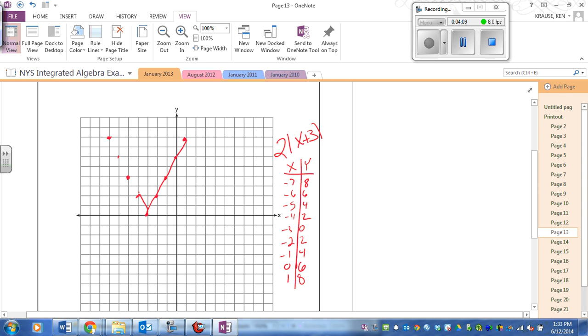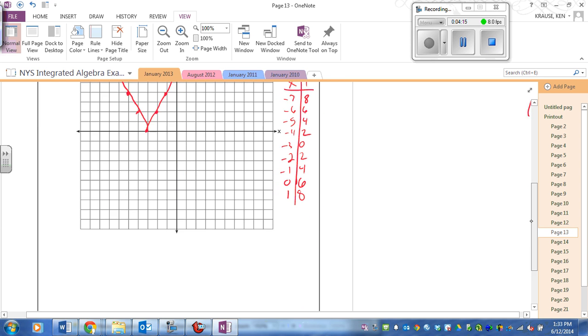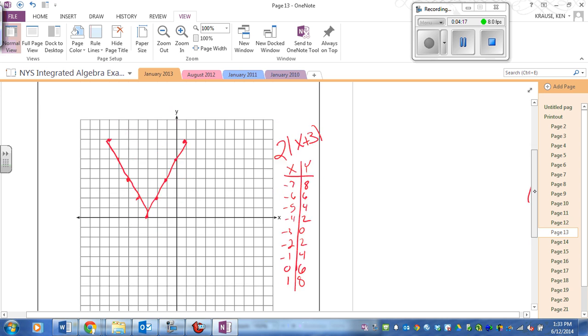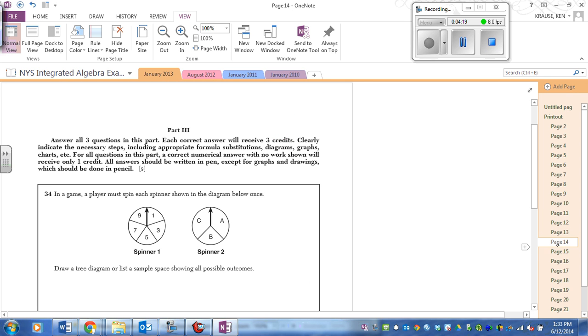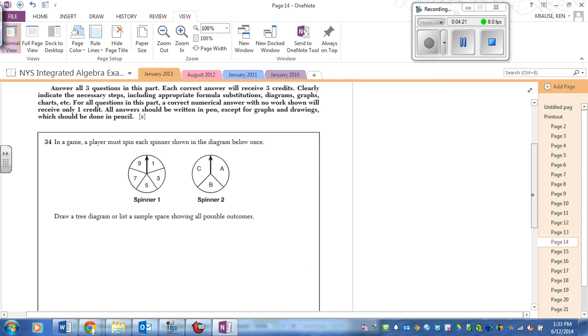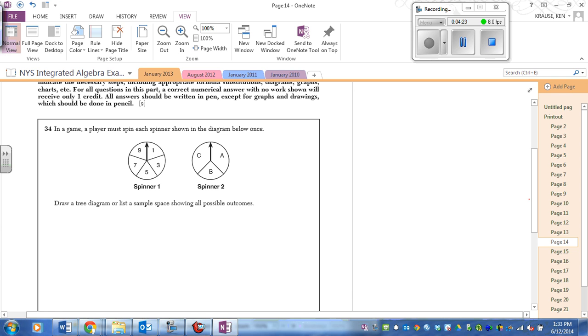And we'll use a straight edge. Okay. So that's that. No other questions. That was easy. Alright, moving on. Draw a tree diagram and list the sample space.